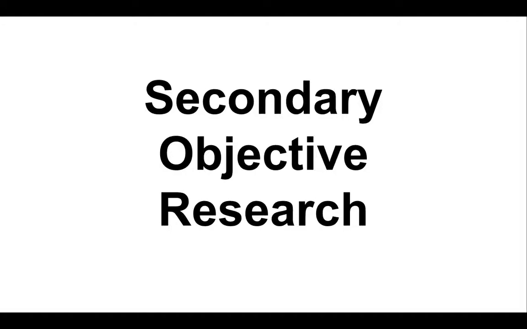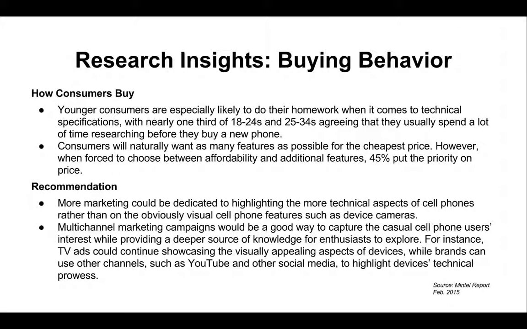So in addition to our conjoint survey, we also did some secondary research to answer the secondary objectives that are found in the case. And want to focus on the major findings that we discovered. First of all, we found that younger consumers are much more likely than any other age group to do research on the phones that they're going to purchase. And so our recommendation based on this is that more marketing should be dedicated to highlighting those more technical aspects of the cell phones rather than on the obviously visual cell phone features such as device cameras.